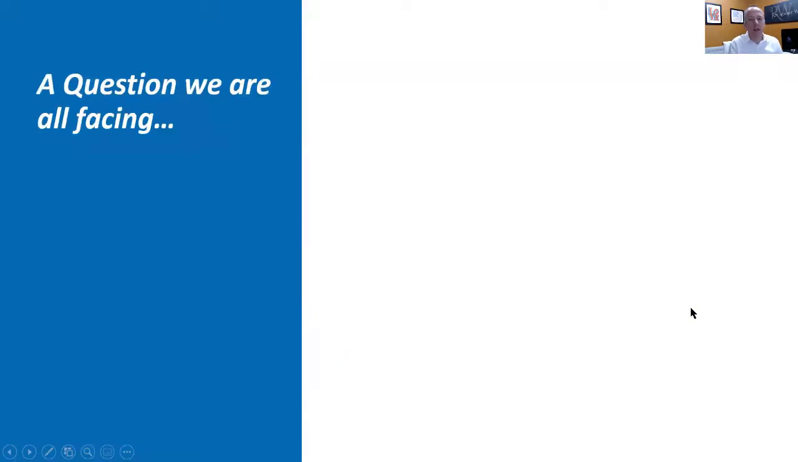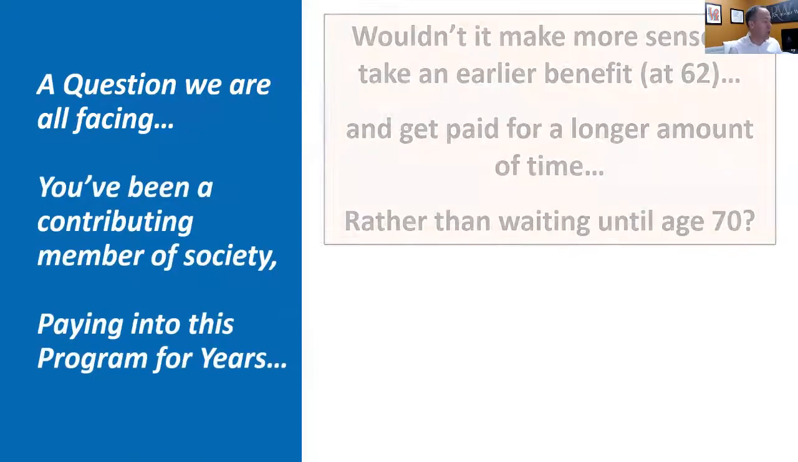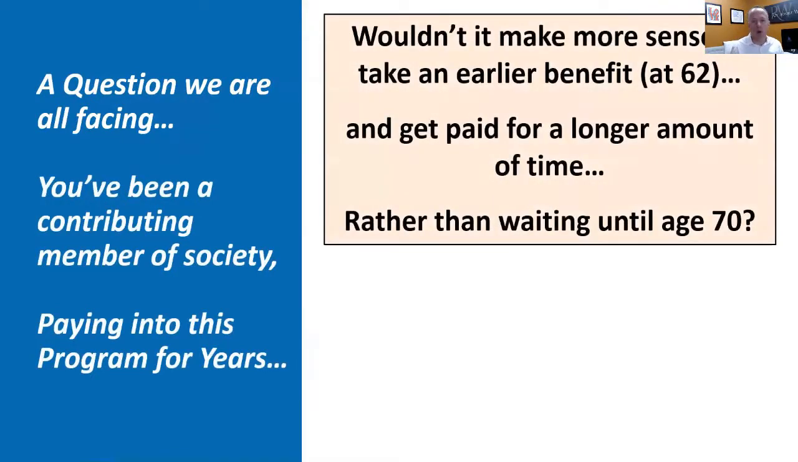But even now that you understand that, a question that we all face is, you've been a contributing member to society, you've been paying into this program for years. Wouldn't it make more sense to take an earlier benefit, like say at your age 62, get paid for a longer amount of time rather than wait to age 70? I mean, you've been paying into this program and you want to get your checks, especially if you're concerned about the solvency. We talked about that, right? Well, here are some facts.